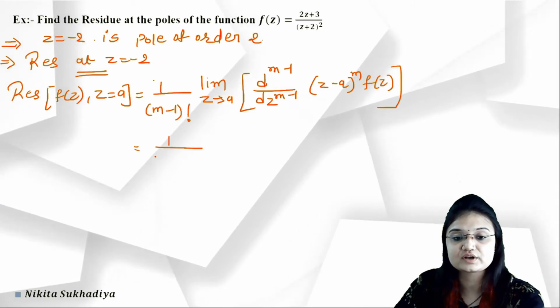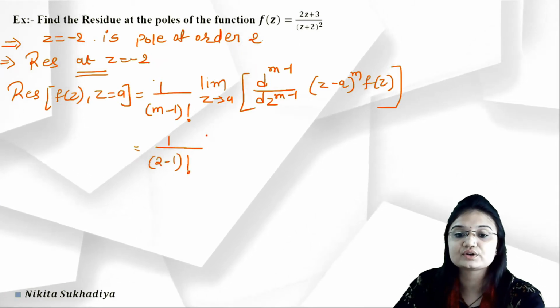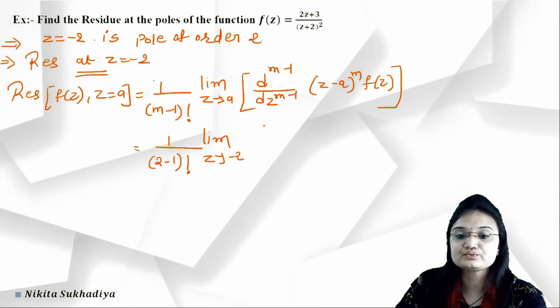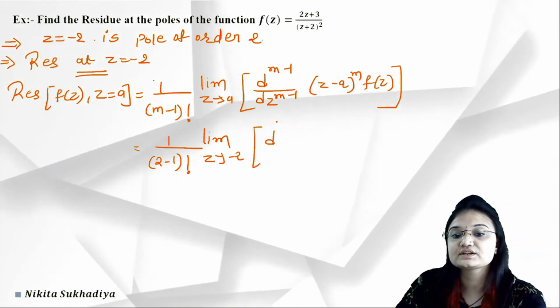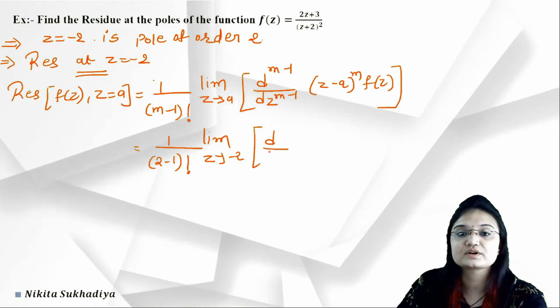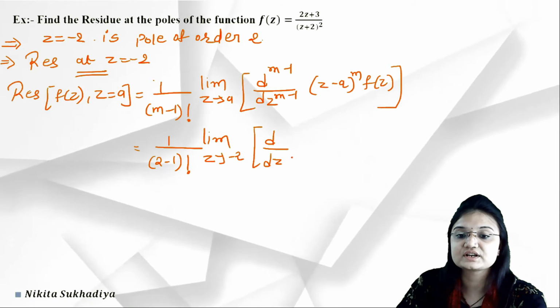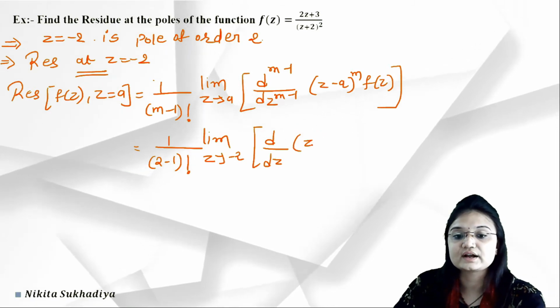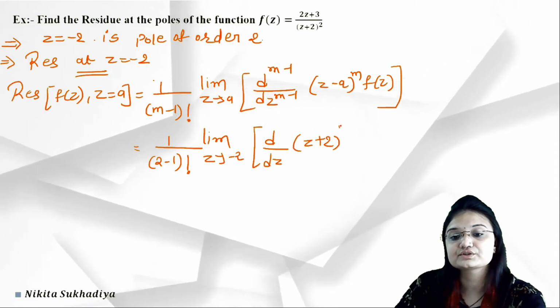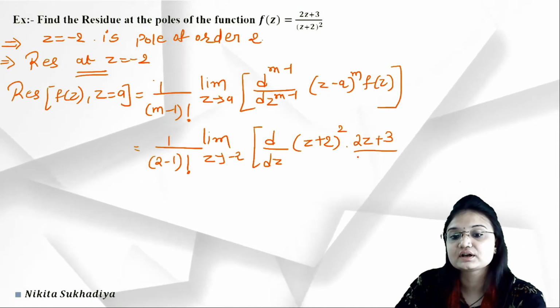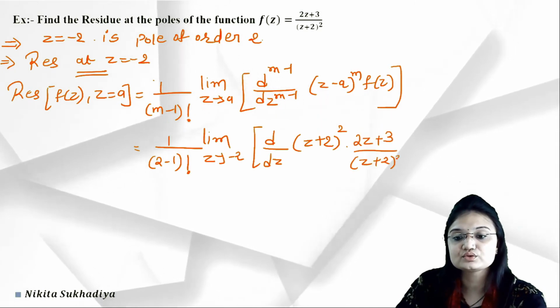So this will become 1 upon 2 minus 1 factorial, limit z tends to minus 2. This will become d raised to 2 minus 1, so this will become d upon dz raised to 2 minus 1, so d upon dz of z plus 2 whole square into the function, that is 2z plus 3 upon z plus 2 whole square.